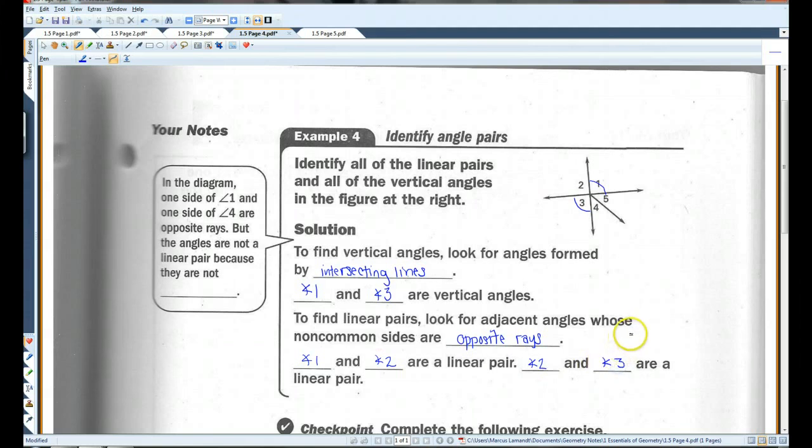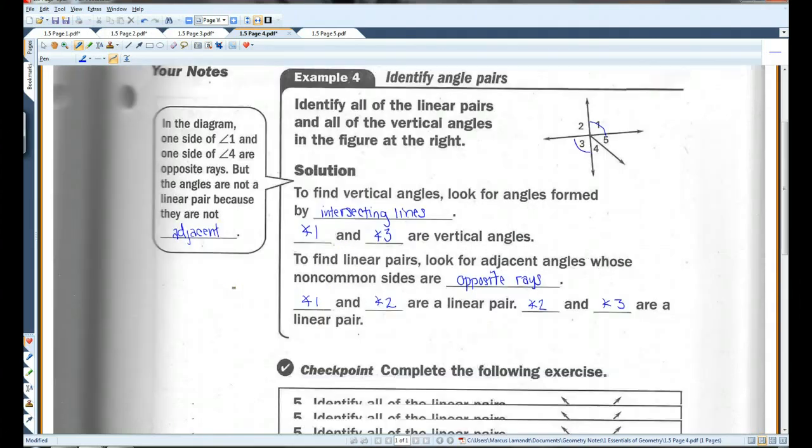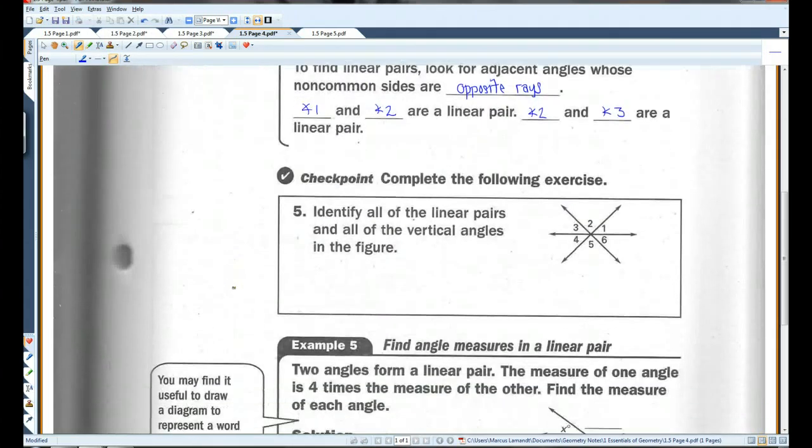Now, in the diagram, one side of angle 1 and one side of angle 4 are opposite rays, but the angles are not a linear pair because they are not adjacent. Remember, adjacent means attached, and the angles have to be adjacent in order to be a linear pair. Alright, you can pause the video here and try this one.